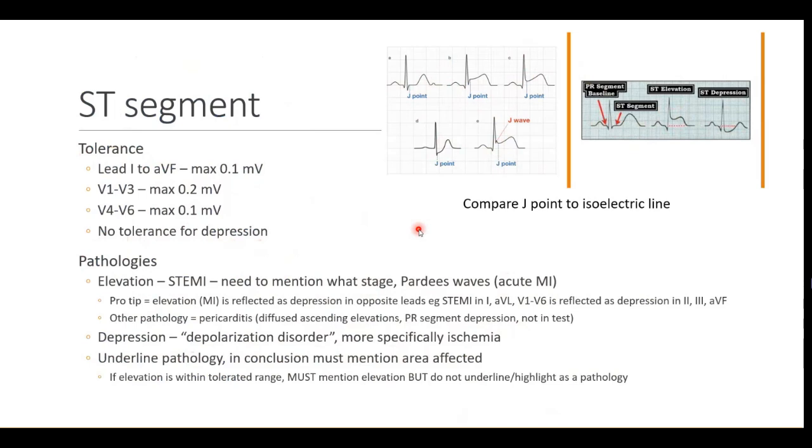And there's one pro tip: if you spot an elevation related to a myocardial infarction anywhere, you can have a depression in the opposite leads. So if you have a STEMI in I, aVL, V1 to V6, that's the anterolateral part of the heart, you will see depressions in II, III, aVF, which is the inferior part of the heart, which is kind of opposite. But it's not necessary to identify, it's just something to help you in your conclusion, something good to know.